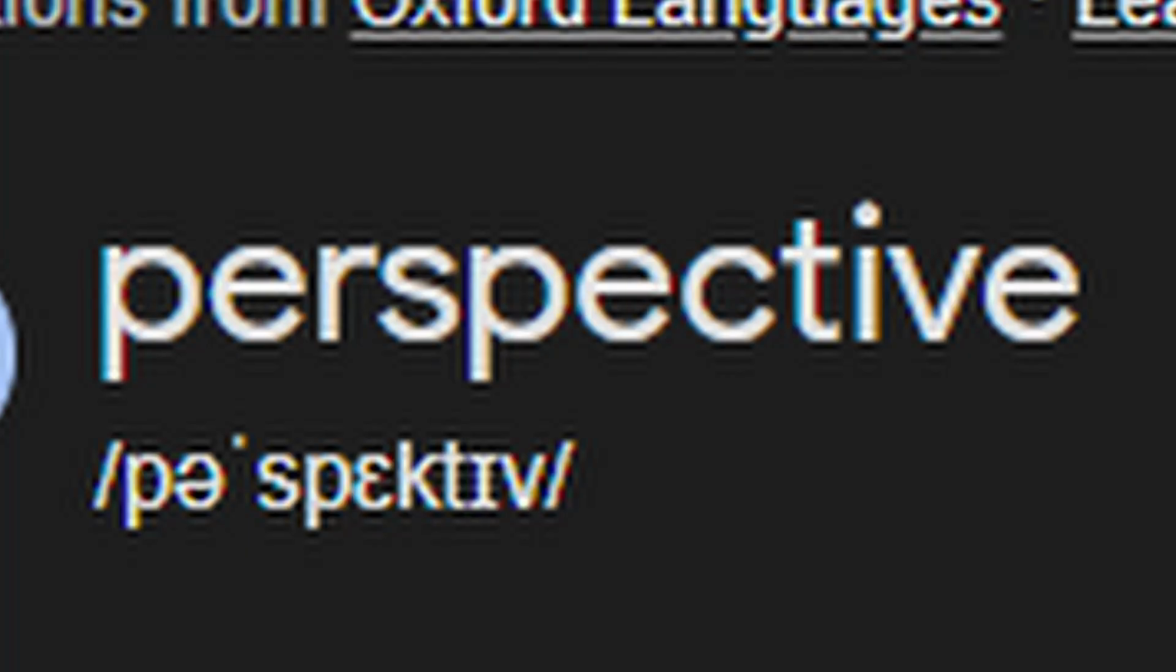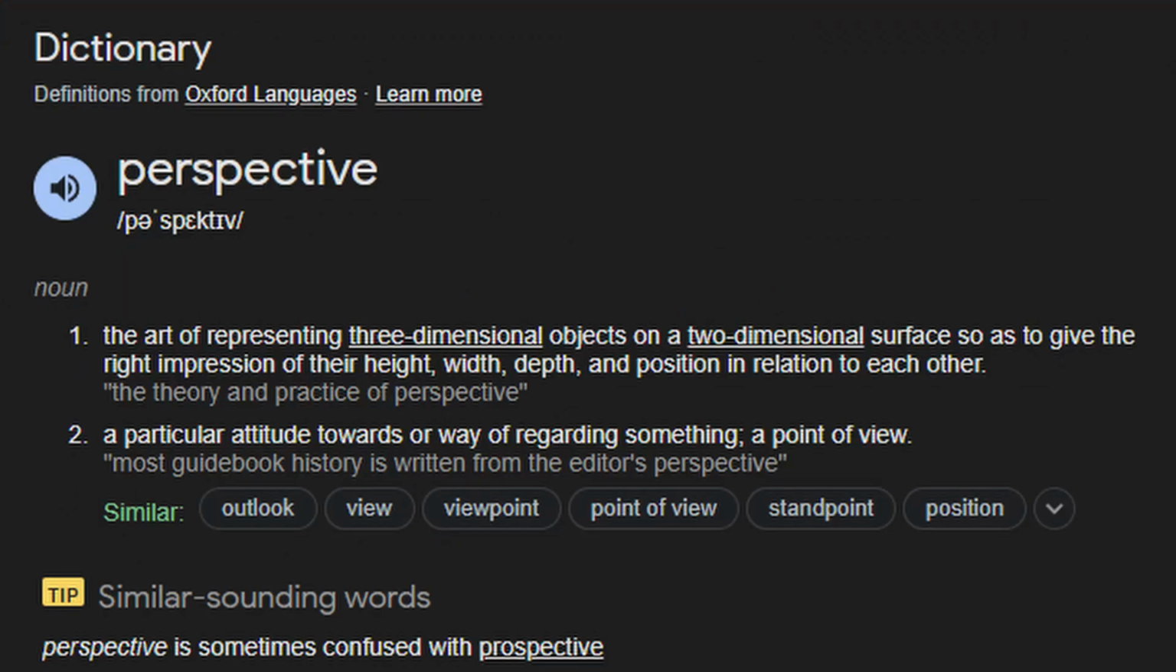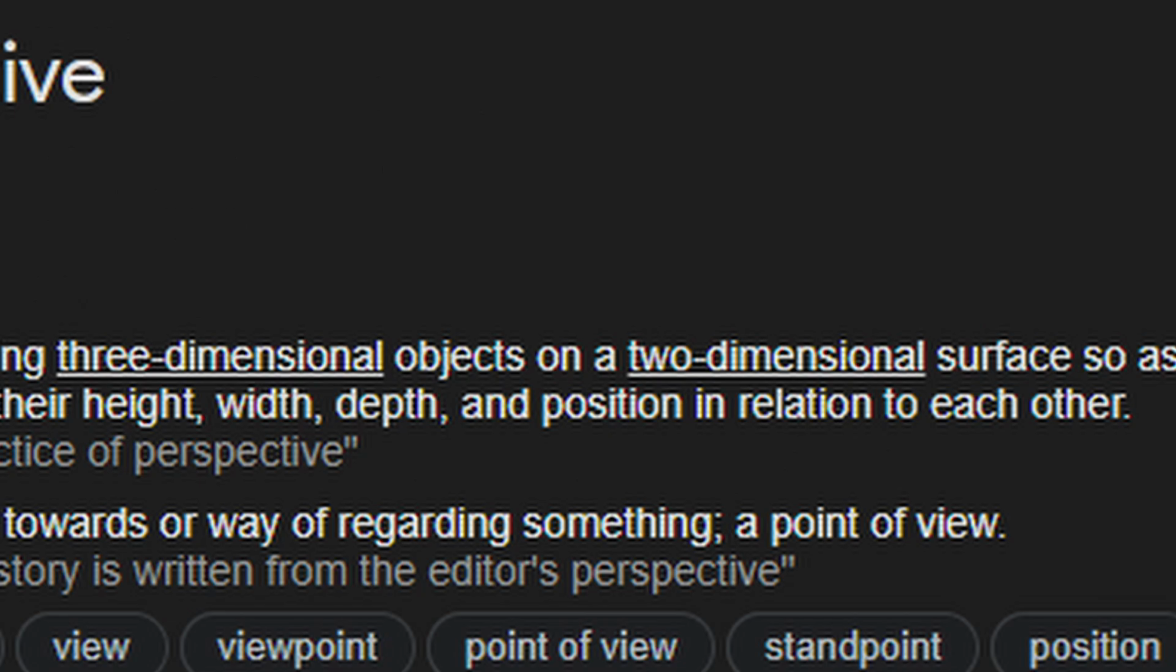Perspective. Wait, do we even know what perspective means? Like, ask yourself, what does perspective mean? You know what? Let's go and search it up. Perspective: the art of representing 3D objects on a 2D surface so as to give the right impression of their height, width, depth, and position in relation to each other. So to simply understand it, we're talking about presenting 3D objects on a 2D surface.